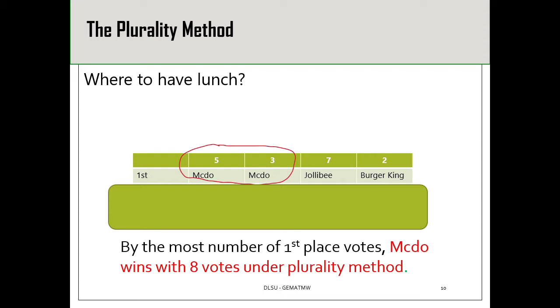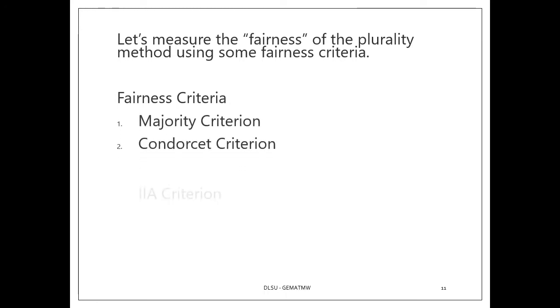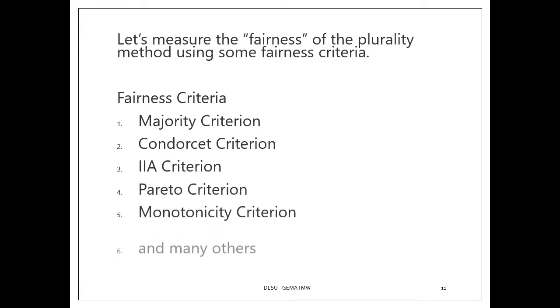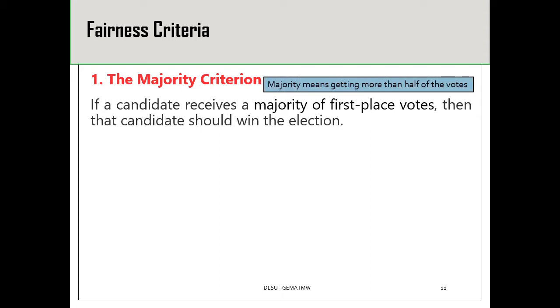In the next part of the video, we will scrutinize the plurality method according to some fairness conditions. The fairness conditions are majority, Condorcet, IIA, Pareto, monotonicity, and many others. So to start off, let's have the majority criterion. According to majority criterion, if there is a candidate that receives a majority of first place votes, then that candidate should win the election. In here, when we say majority, this means getting more than half of the first place votes.